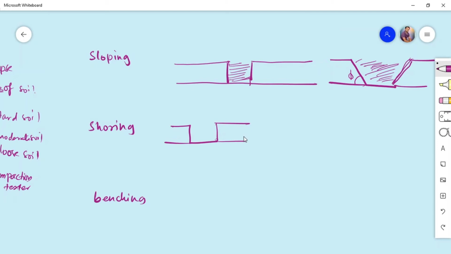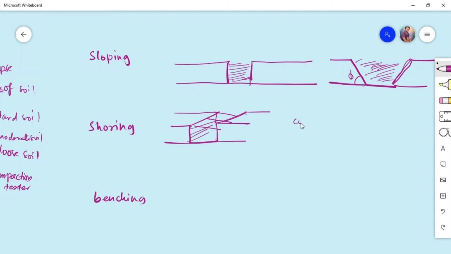In shoring, what we will do is use wood and the jack method. So we will place wood along the line of excavation, on both sides, and we will give support. This support will make sure that the excavation will not collapse. Okay, in this also there are different types of shoring.